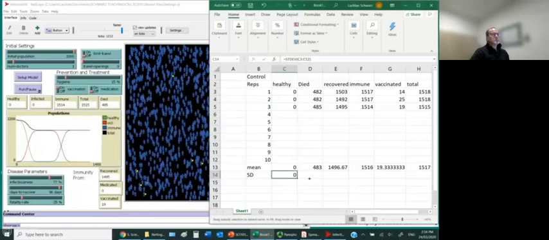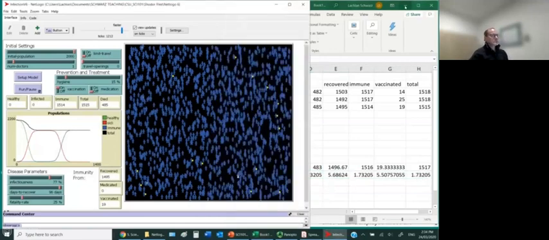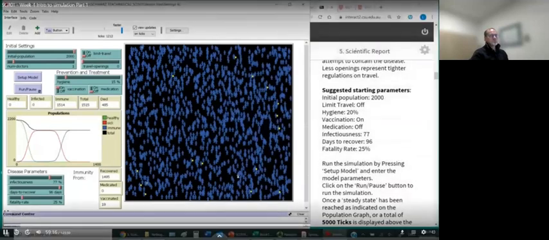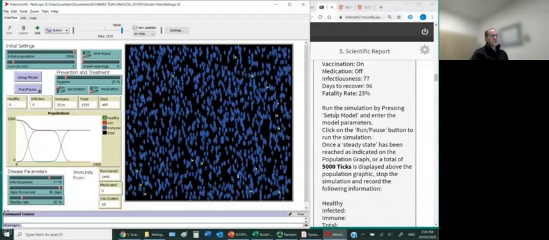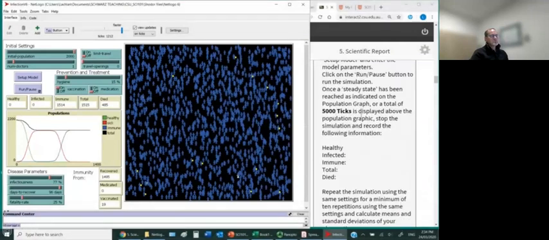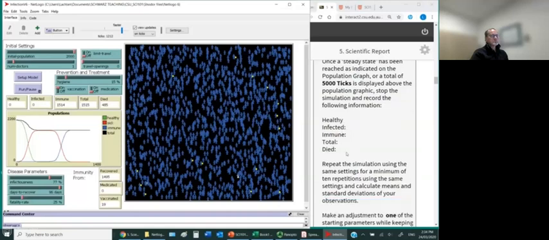We can copy that across and you'll see that we get a standard deviation for all of them. So that's how you'll use the model, and that's how you can record the data. You'll notice I've said here, looking at the information in the assessment, record the number of healthy, the number infected, the number that are immune, the total, and the number that have died. And as I said, repeat that a minimum of 10 times.